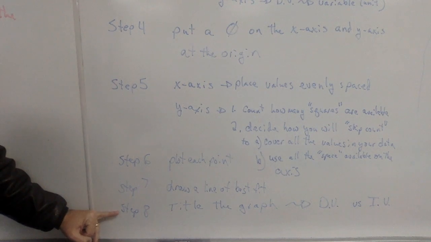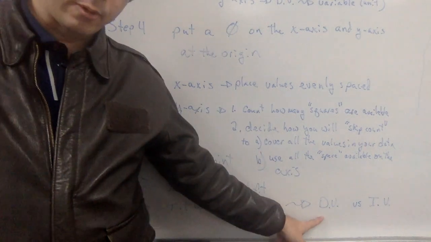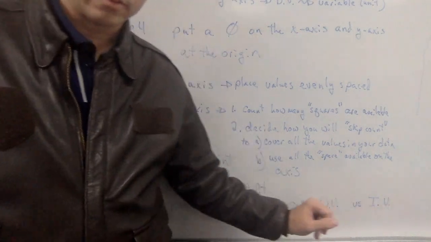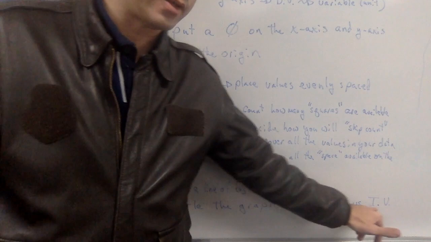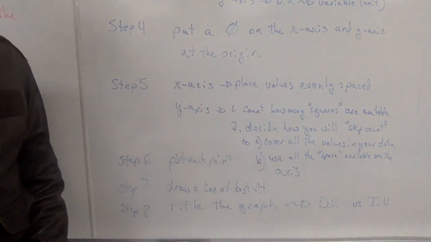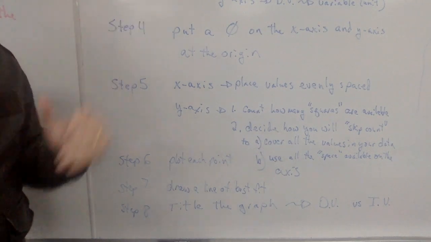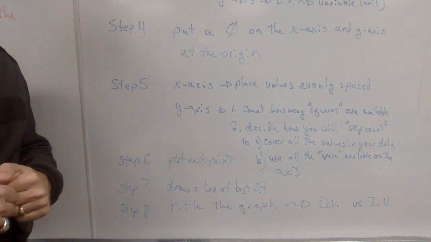Step 8, we're going to title our graph. We're going to put dependent variable versus the independent variable. We're actually not going to put DV versus IV. We're actually going to put what that variable is. Okay? So, get all that written down, and then we'll switch over to the other board and do our examples.